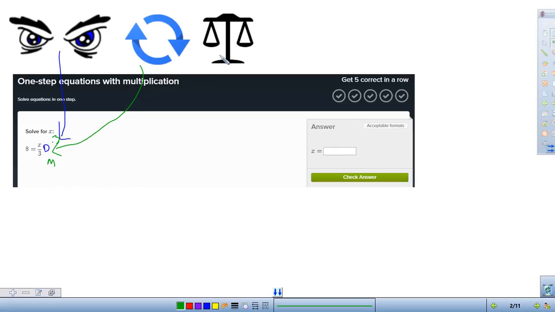Okay? So then the next thing I need to do is keep it balanced. Keeping things balanced means multiply the other side by 3. Now when I do that, I can simplify. We always simplify. So x divided by 3 times 3, those operations cancel each other out and we have x. And 8 times 3 is 24. That's simplifying. So that's going to be my answer.